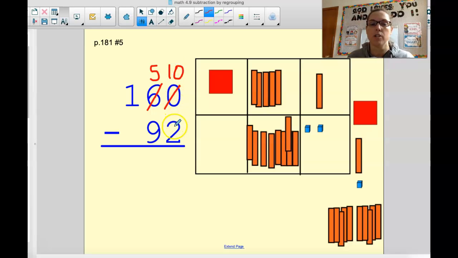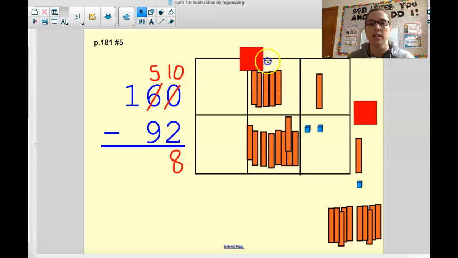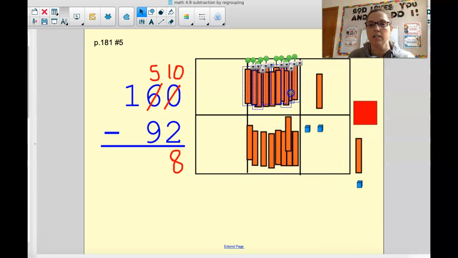10, take away 2, write it. Okay, check it. 10 minus 2 is 8. Go to the tens place. 5, take away 9. Do we have more on the top or more on the floor? We have more on the floor. We have to go next door. So we're going to come over to the hundreds place and get 100 and bring it into the tens place. And remember, 100 is the same thing as 10 tens. So I'm going to exchange it for 10 tens.